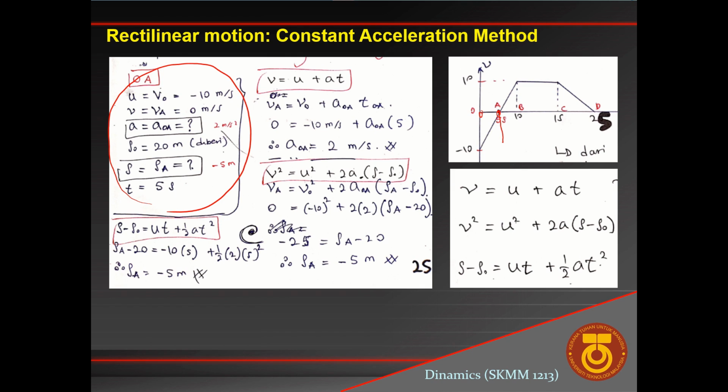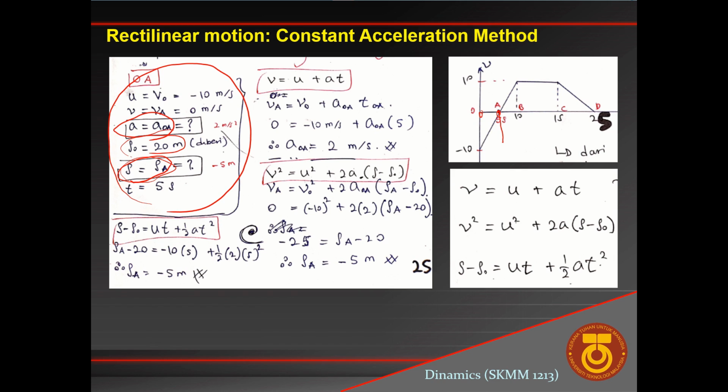Okay, so for O to A, u is equal to v at O. The initial velocity is given to us as -10, and v, equal to v at A, which is from O to A, is 0. So a, equal to a_OA, we didn't know. Then for s, it is said that s_O equal to 20, and s equal to s_A, we didn't know the s_A. So we have two unknowns here, which are s_A and also a_OA.